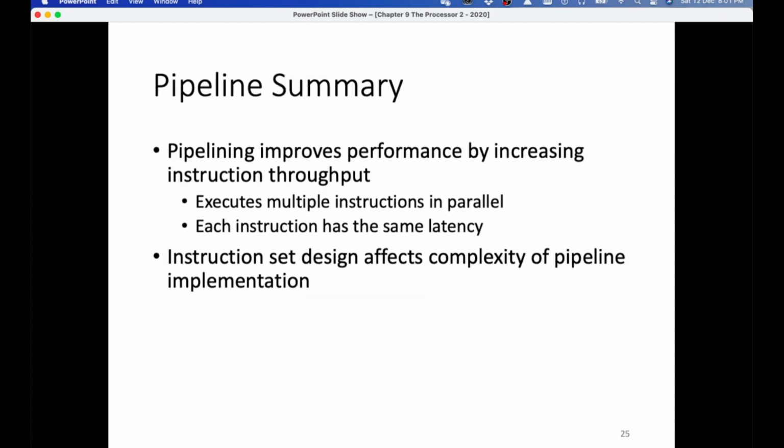Okay, to summarize, the pipeline improves performance by increasing the instruction throughput, where we can execute multiple instructions in parallel. And there is some complexity we need to consider when we are implementing the pipeline.